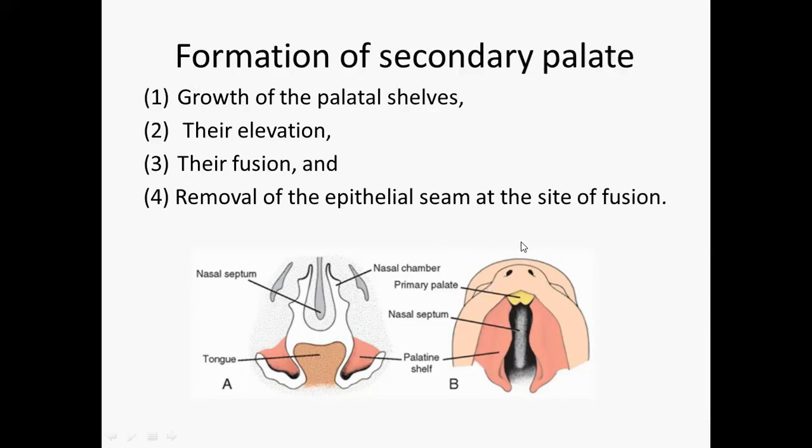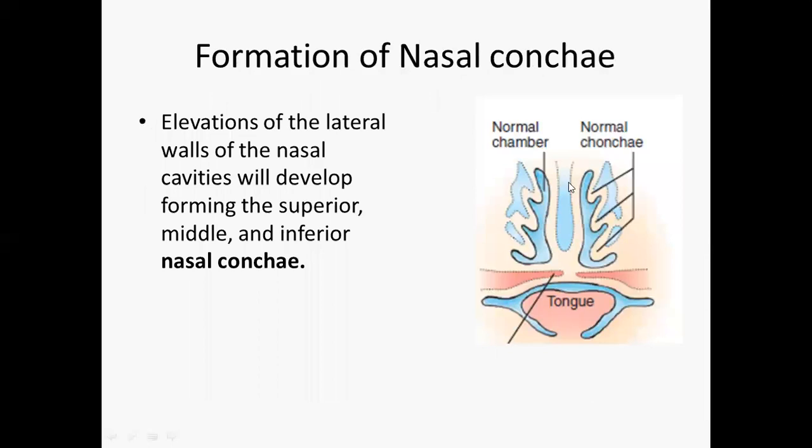So after the formation of the secondary palate, and this one is the approaching nasal septum, it will fuse with these intermaxillary process and the palatine shelves. So finally, this will complete the formation of the secondary palate and it will divide the nasal cavity from the oral cavity. Then is the formation of the nasal conchae.